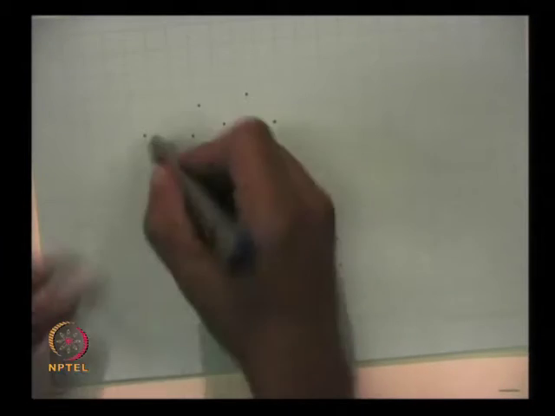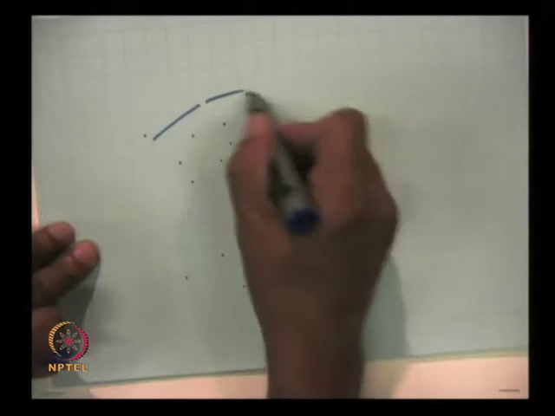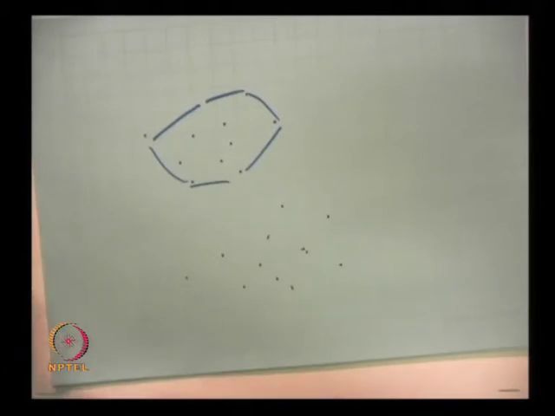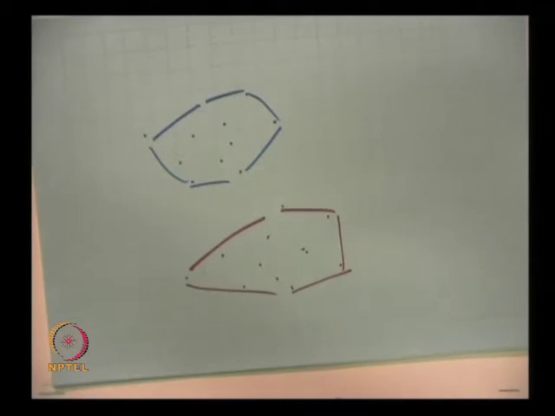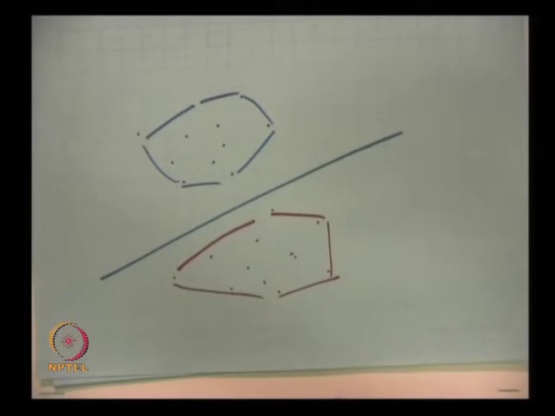Okay. Then what you basically want to do is compute the convex hull of blue points, and you compute the convex hull of red points, and you check whether these polygons are disjoint. Okay. So, if they are disjoint, then there is a line that separates them. Okay. So, that will do it for you.